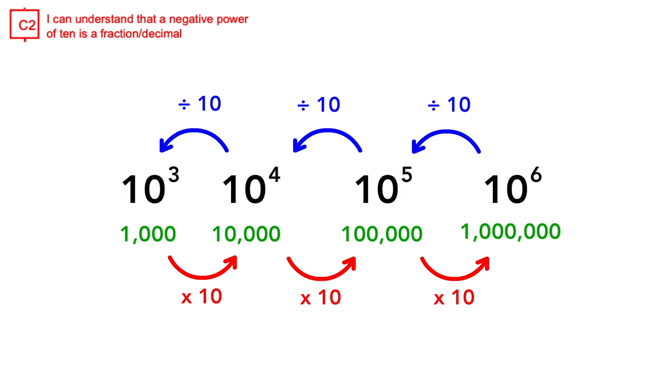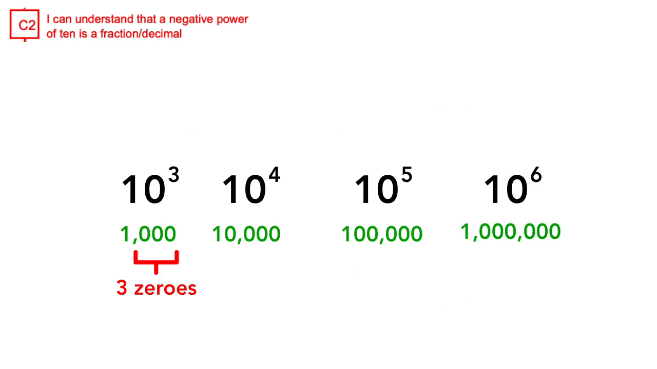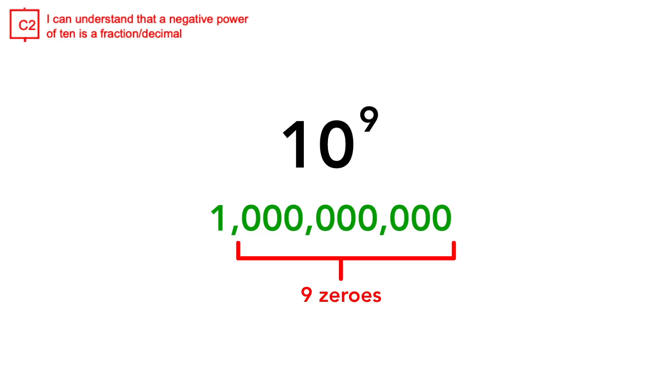The power on top of the 10 indicates the number of zeros that appear after the 1 if the power is positive. 10 to the power of 3 has 3 zeros after the 1, which is 1000. And 10 to the power of 9, for example, has 9 zeros after the 1, which equals 1 billion.